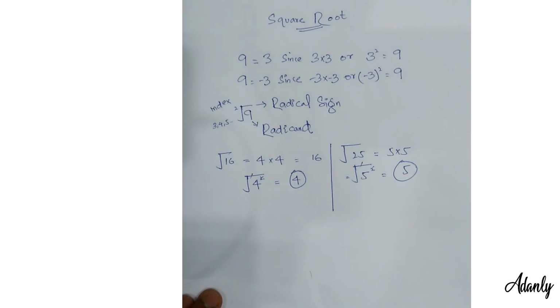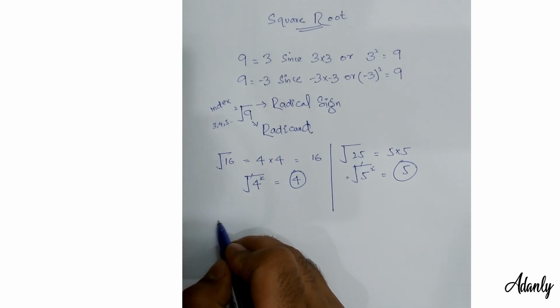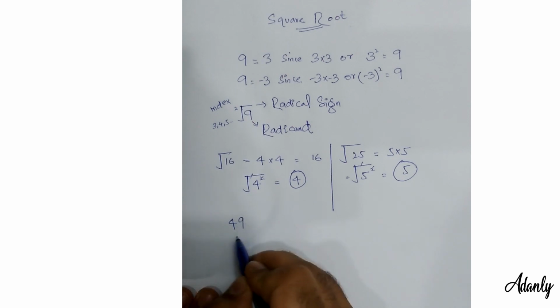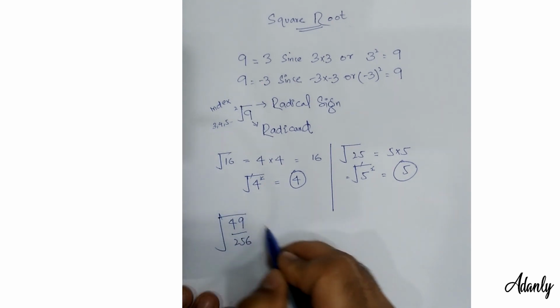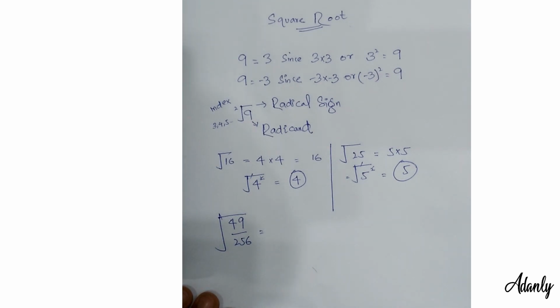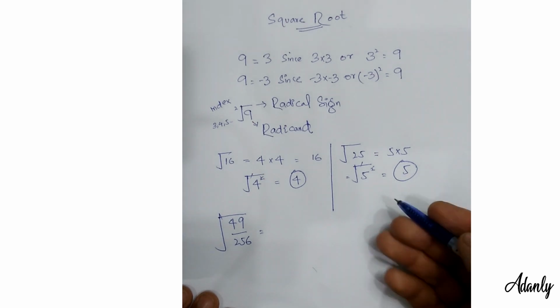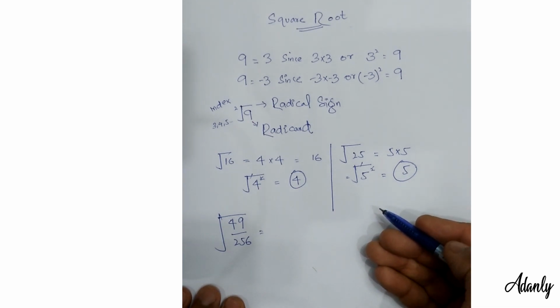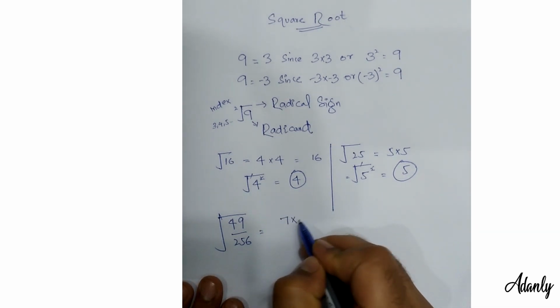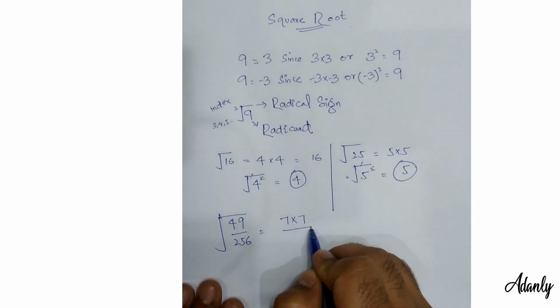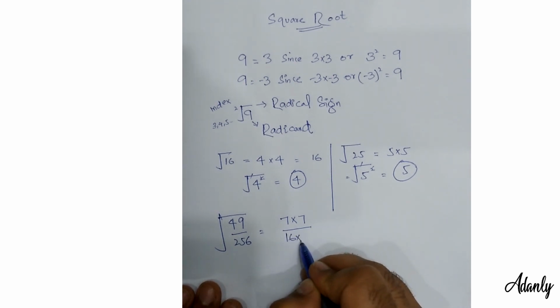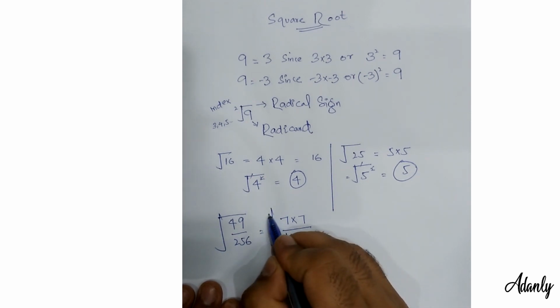What if we have fractions, like the square root of 49 divided by 256? So we have to think of two numbers that can give us 49. 5 times 5 gave us 25 in the previous example. 6 times 6 would give us 36, and 7 times 7 gives us 49. What about 256? 10 times 10 gives us 100. And what about 16 times 16? 16 times 16 gives us 256, and we will write it like this.